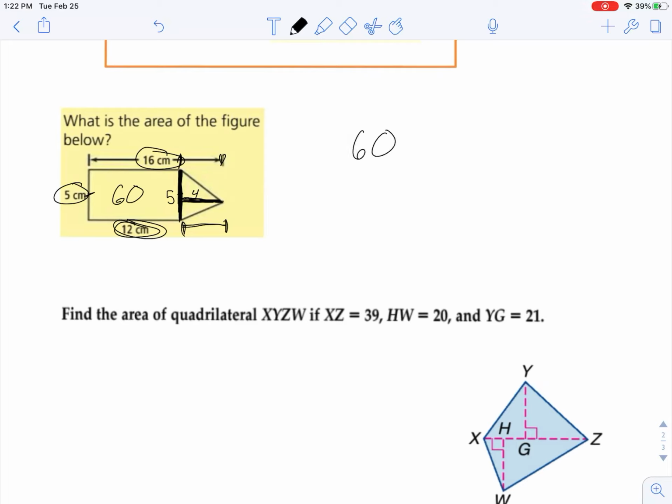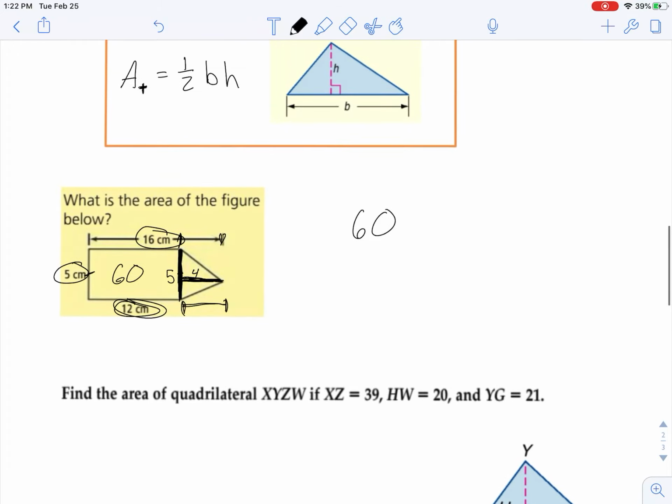So if we know our area of our rectangle is 60, and the area of our triangle is base times height divided by 2, maybe we can do that over here on the side with a little scratch work. Area of a triangle is 1/2. My base was 5 times height was 4. That would be 10. So 60 for my rectangle plus 10 for my triangle will equal 70 total. I'm going to check my work and make sure I didn't screw something up. Looks like I got it right. So I'll label it centimeters squared, and we'll move on.